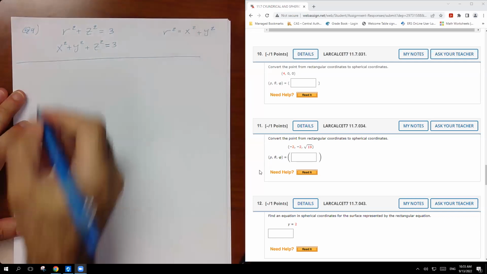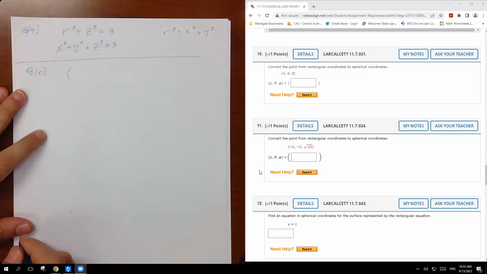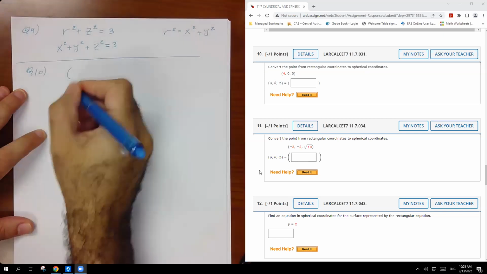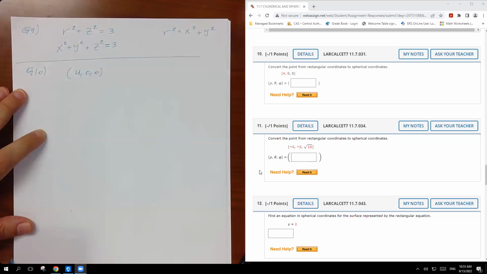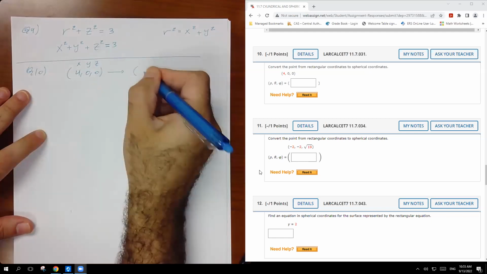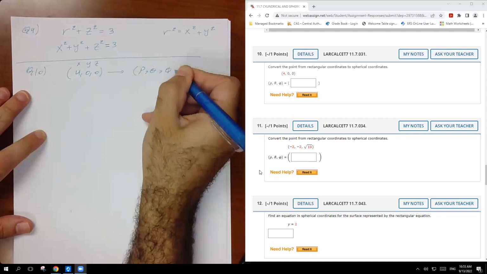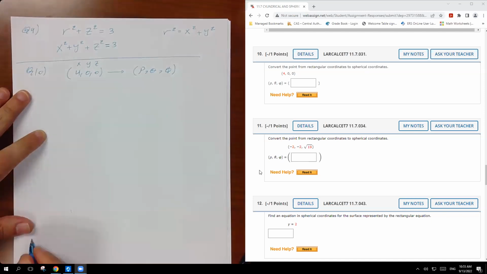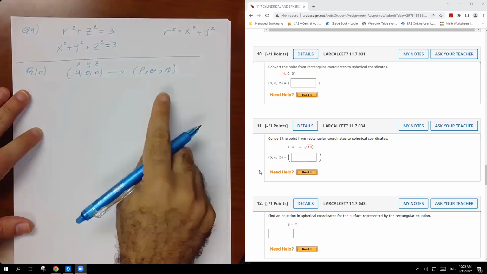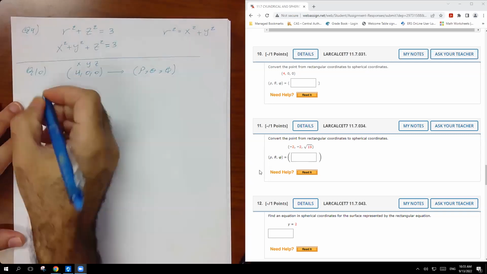So we're going to convert the point 4, 0, 0 from rectangular, which is x, y, z, to spherical, which is rho, theta, and phi. We need to find this new coordinate. That means this is x, y, z.